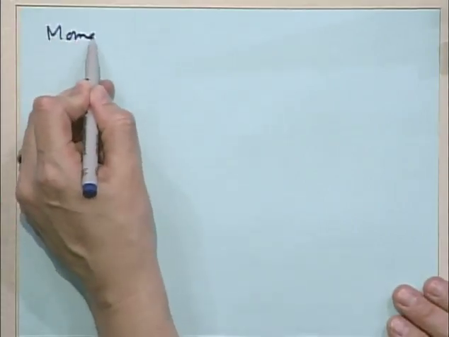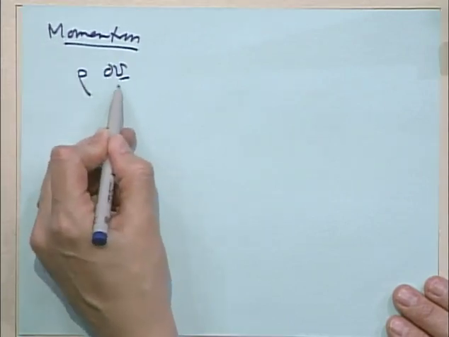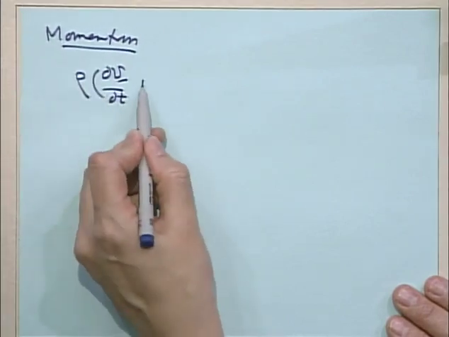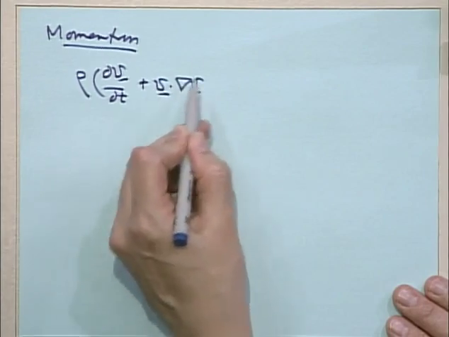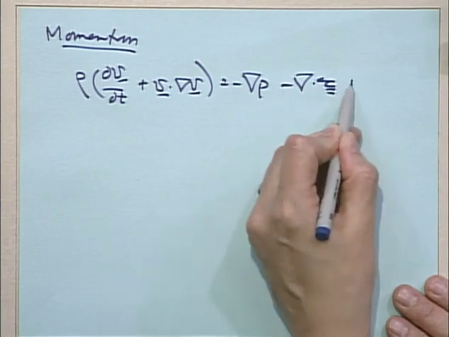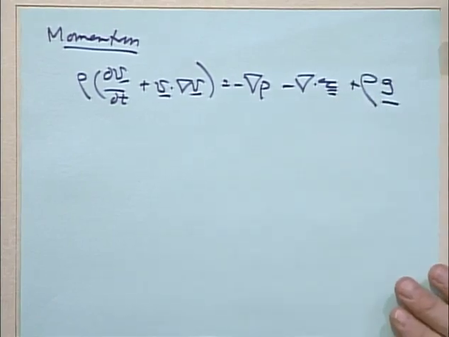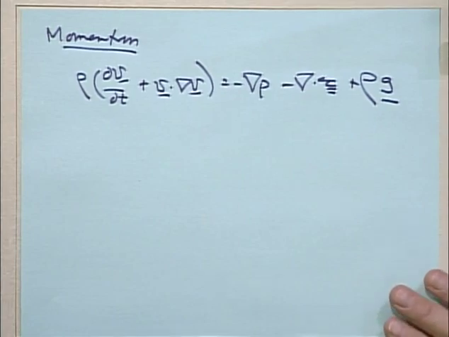What's next? Momentum balance. Right. So the momentum balance is next. And I don't require you to memorize this, but this is it. dv dt plus v dot del v equals minus grad p minus del dot tau plus rho g. So Brian, what do you think? How does this simplify?